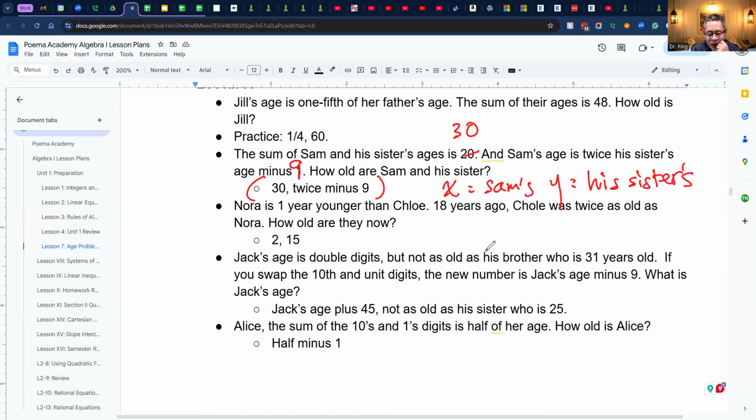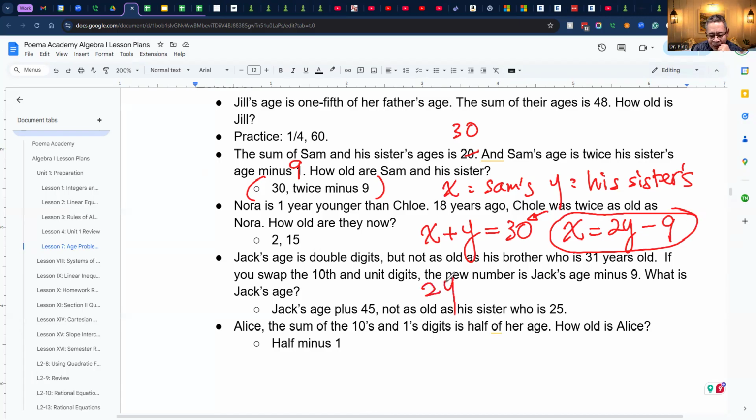Sam's. Yep. And we know x plus y is 30. Very good. And we also know x is 2y minus 9. So now we're going to replace x with 2y minus 9 and plug it into this equation. So that becomes 2y minus 9, which is our x, plus y equal to 30. Then 2y plus y is 3y. 3y minus 9 is 30.